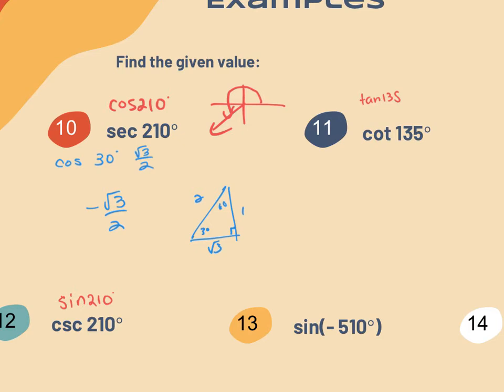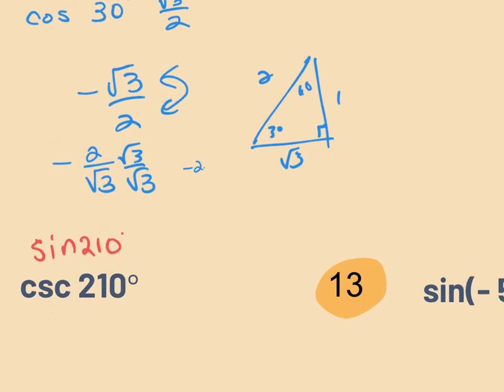Yep. Now I have to flip it, right? Now I've got to go secant, which actually I shouldn't have circled it. Let me go back. I need secant, right? So secant is the reciprocal of this. So I flip it. Negative 2 over root 3. Can I leave it like that? No, I rationalize it by multiplying by the square root of 3 in the top and the bottom. And I get negative 2 root 3 over 3.